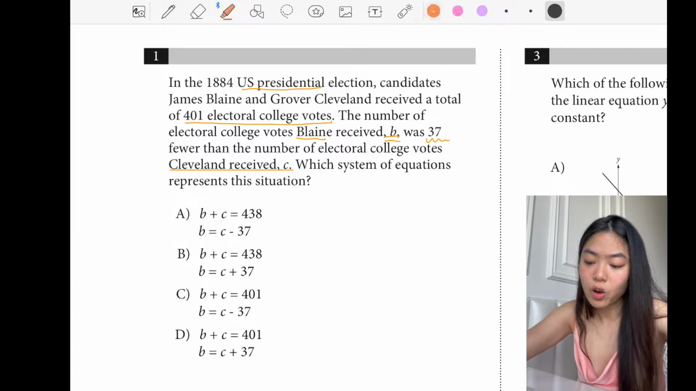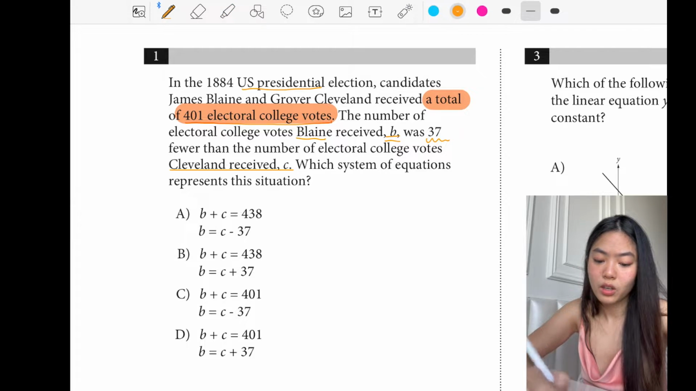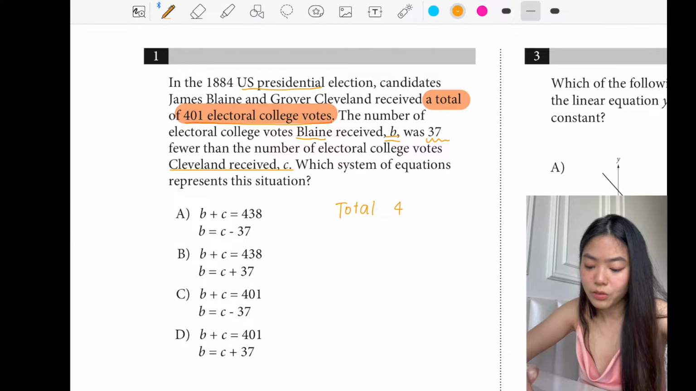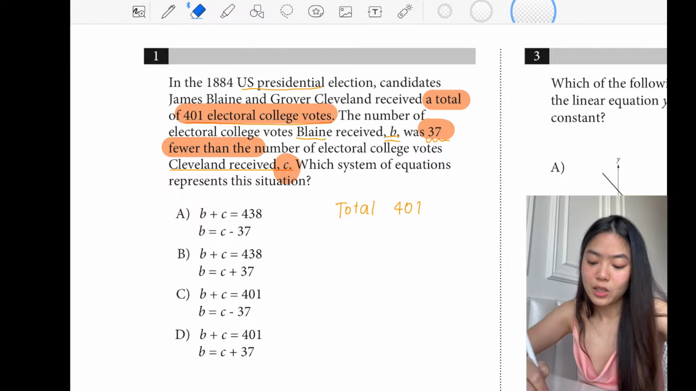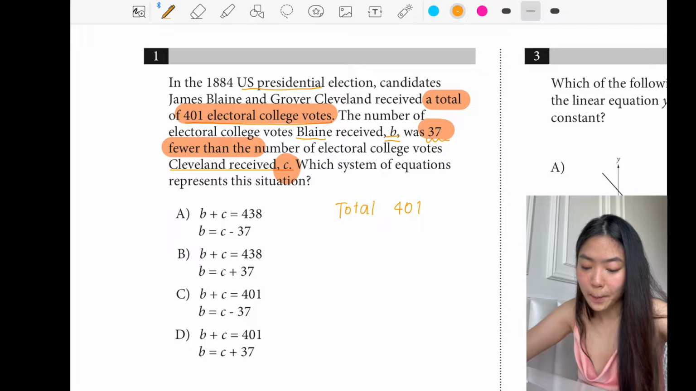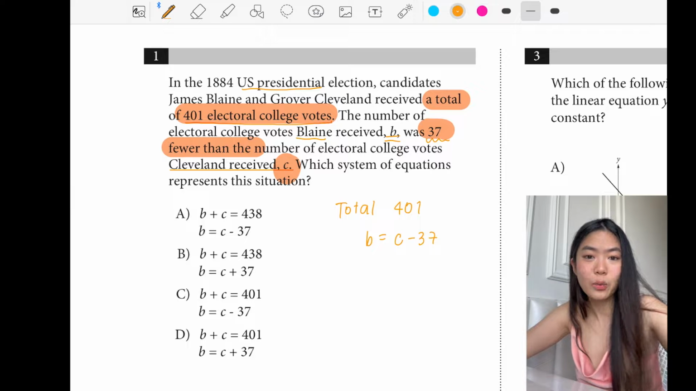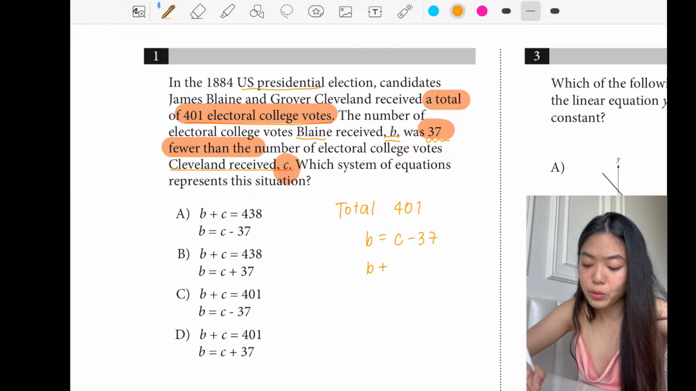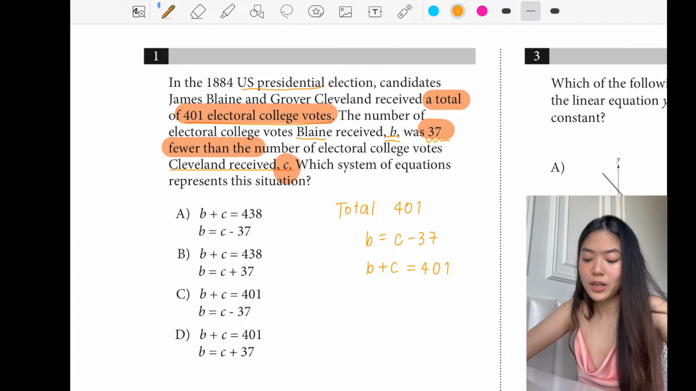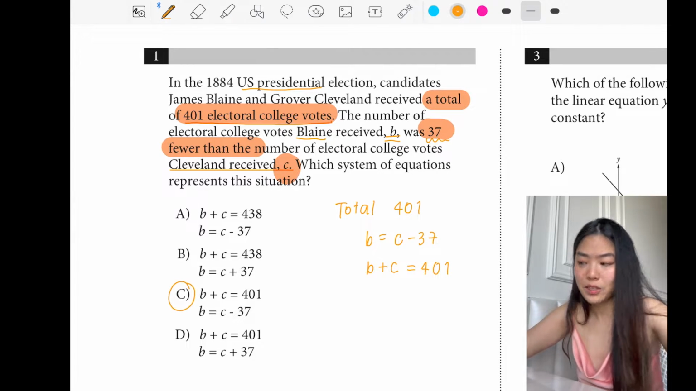So first of all, we know it's given like the total. The total is 401 and B received 37 fewer than C. So we can write B as C subtract 37. And for the total we know that B plus C is 401. Then C should be the answer.